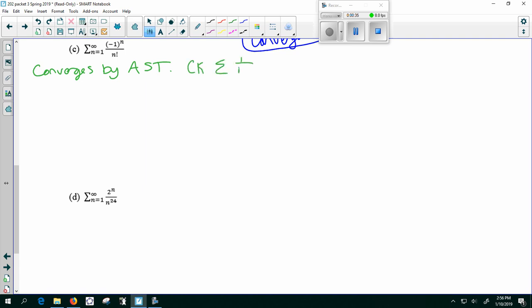Then we have to check the absolute value of the series, which is just 1 over n factorial, using the ratio test. Factorials scream ratio test.